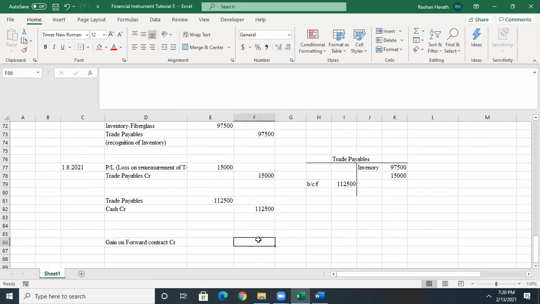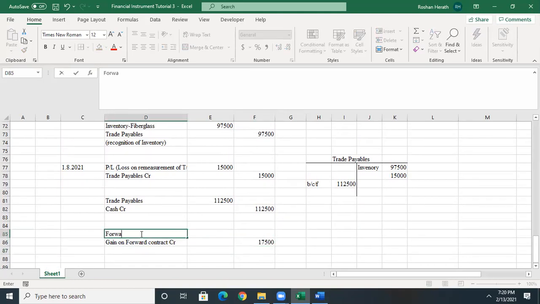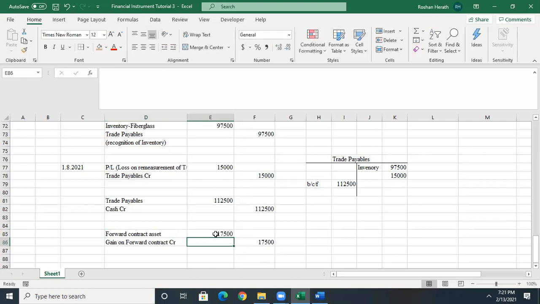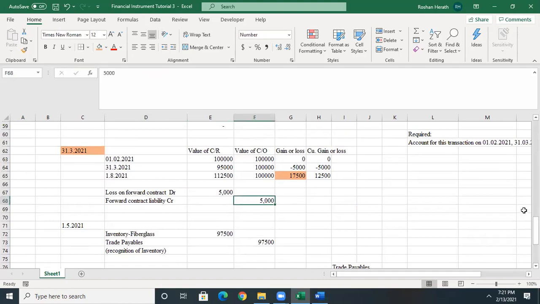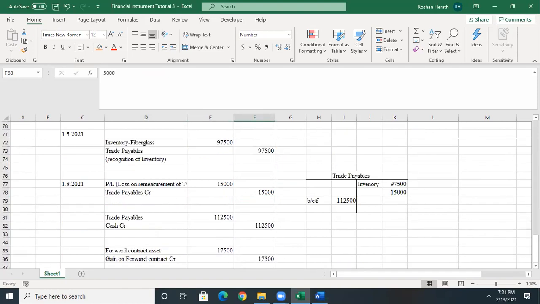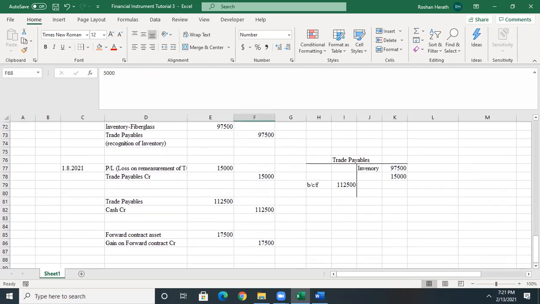Credit 17,500. Forward contract asset this time. So it is 17,500, right? Earlier it was a kind of liability, 5,000. Now it's a gain. So eventually, once you set off these gains and losses, the forward contract asset and the forward contract liability, the net position is a 12,500 asset.